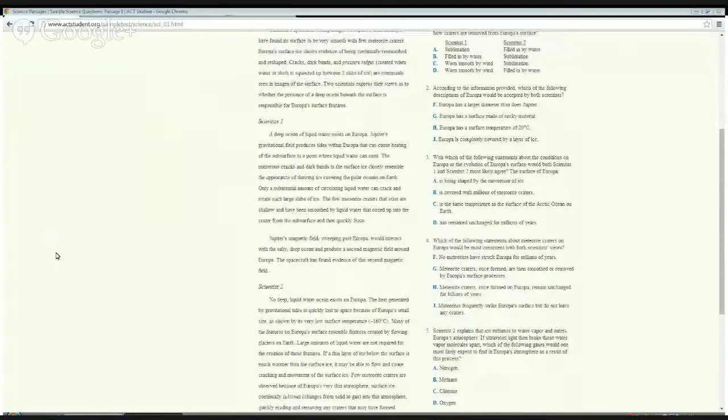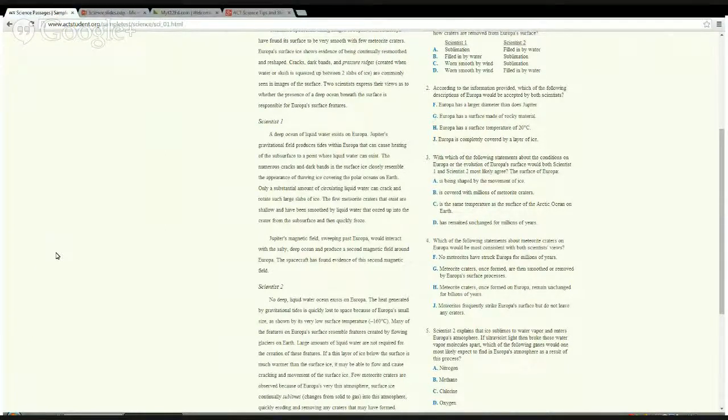Okay. Which of the following statements about meteorite craters on Europa would be most consistent with both scientists' views? Here's another one. Again, it's not super common that there are this many in a row about how they would both agree. But again, it's asking you the same thing. After reading both of these passages, what's one more thing that they would agree on? How are they similar? And the answer here is G. Meteorite craters, once formed, are then smoothed or removed by Europa's surface processes. Now, the processes that they're talking about are different, but they do agree that craters are smoothed or removed on the surface. So they disagree about something, but they both agree that they are smoothed or removed.